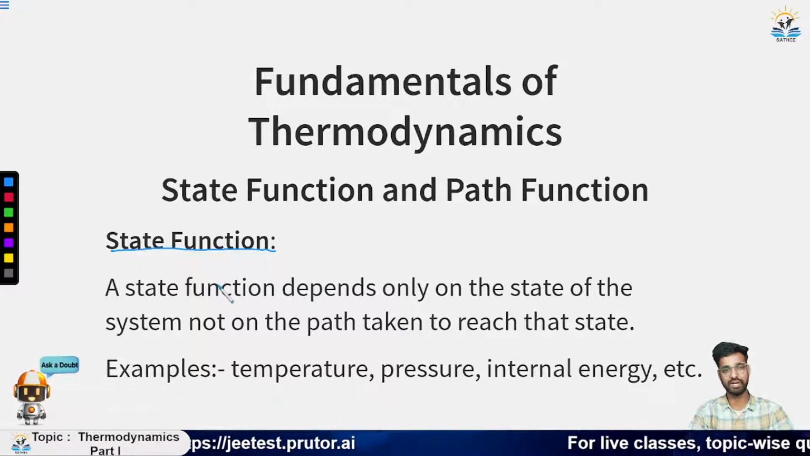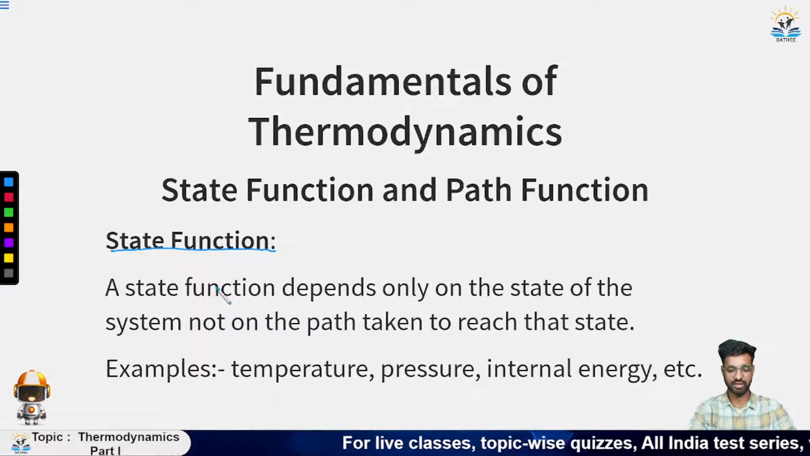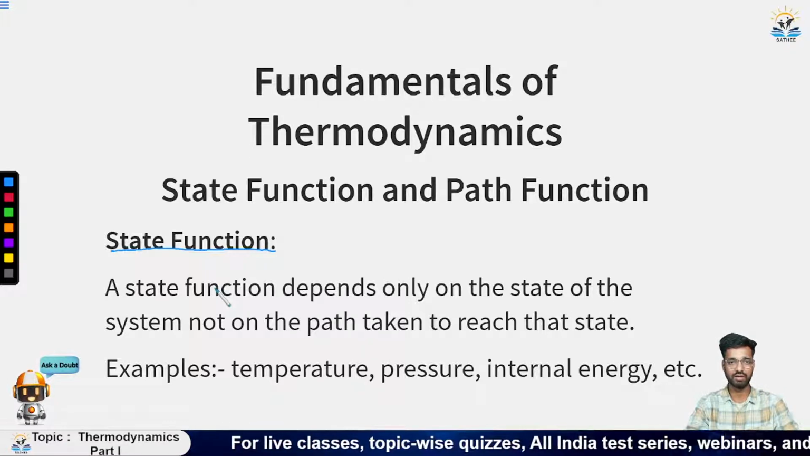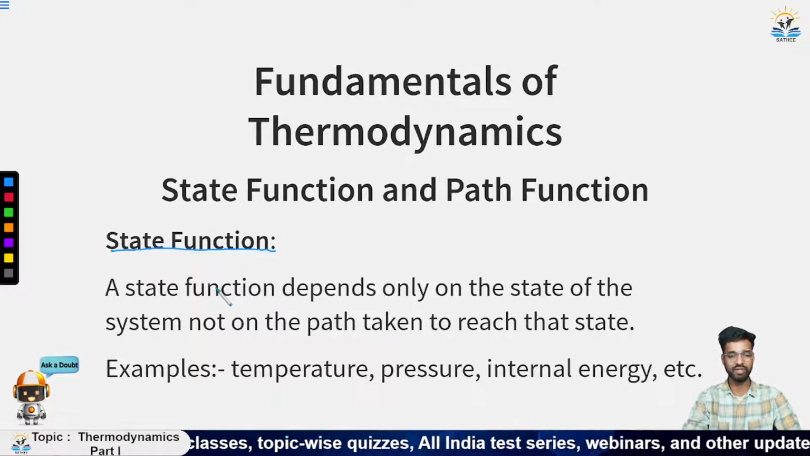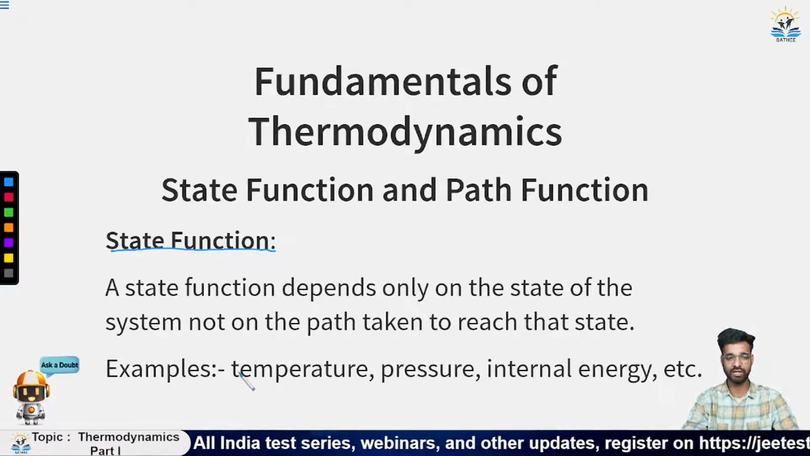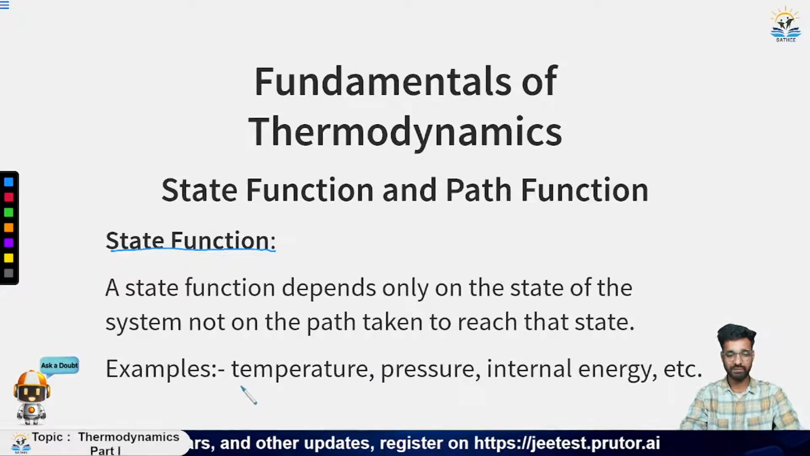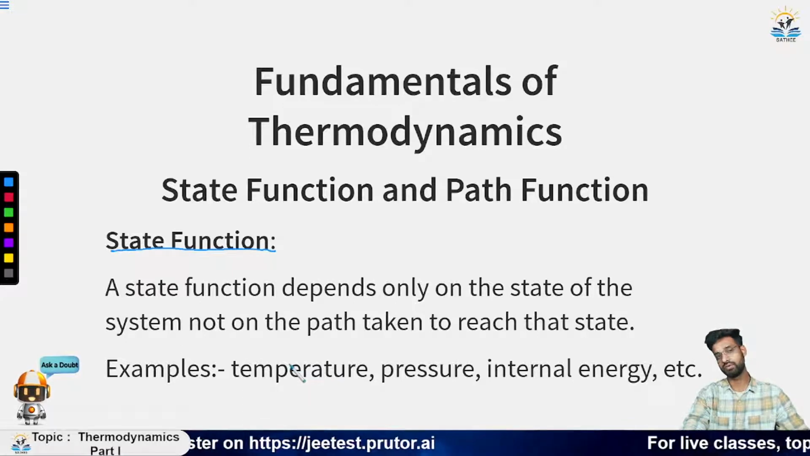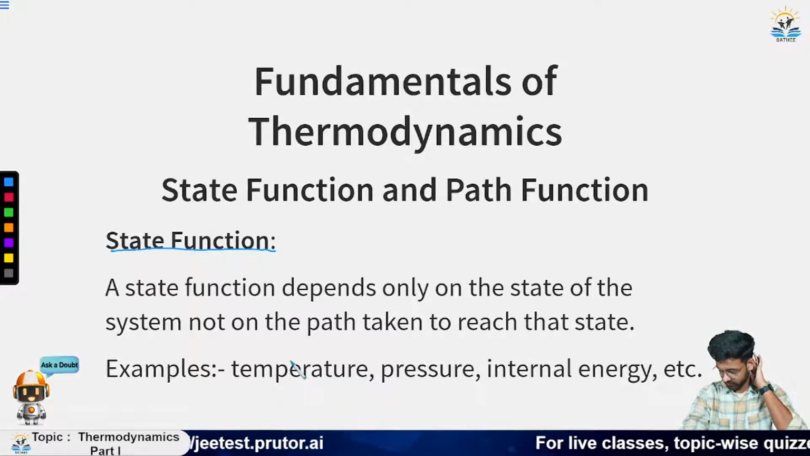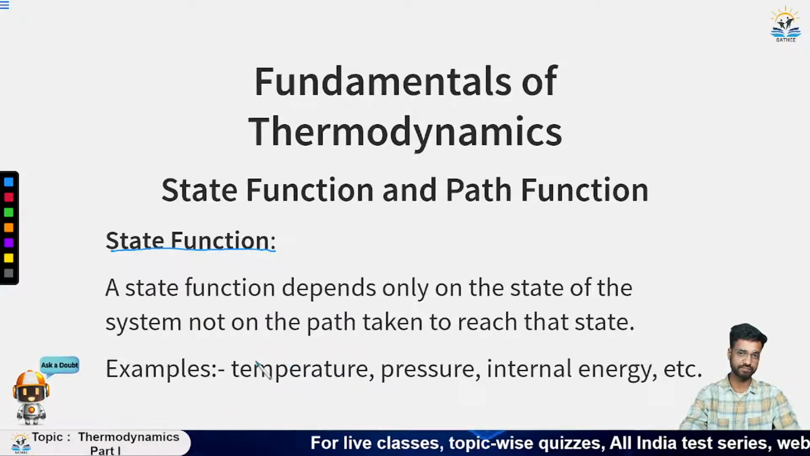Suppose something is following a reversible path, but you are calculating it for an irreversible path, and the function is a state function. The value will be the same. It will not change. So keep this in mind, the state function and path function. If you want an example, work is a path function. It depends upon the path that we are taking.